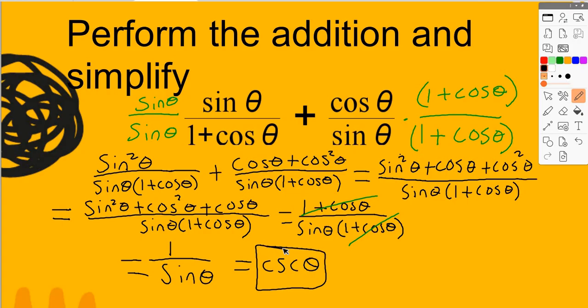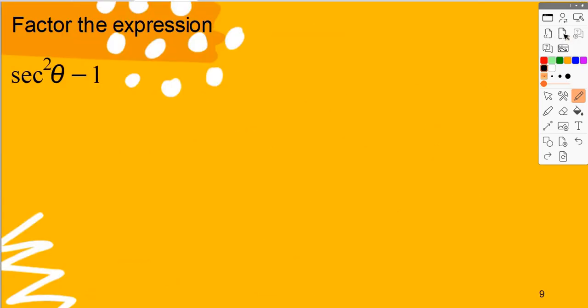Speaking of algebra skills, we can also factor things that have trigs in them, which we've done factoring in here before.